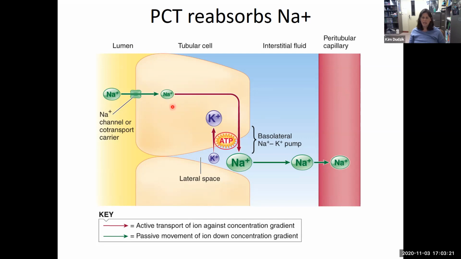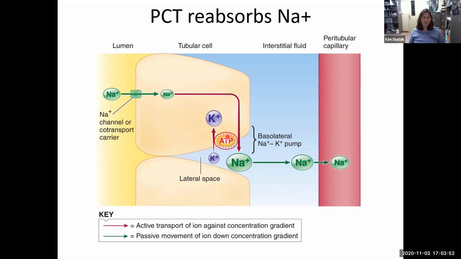Okay, so to get it out of the cell, to pass on the other membrane, the basolateral membrane, it's got to go through a sodium-potassium pump, ATP, primary active transport. We're going to pump sodium out, and any potassium that's in here, we're going to pump it in. So there you go. We expend energy to do this. So of the total energy spent by the kidneys, 80% is used for sodium transport.